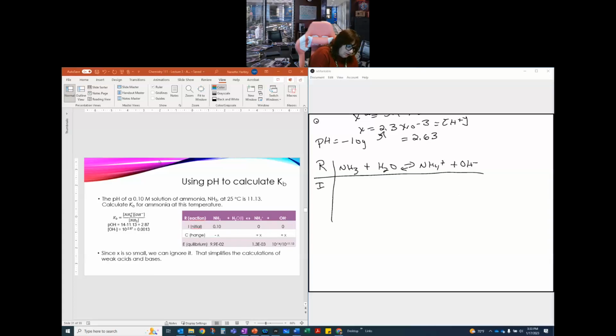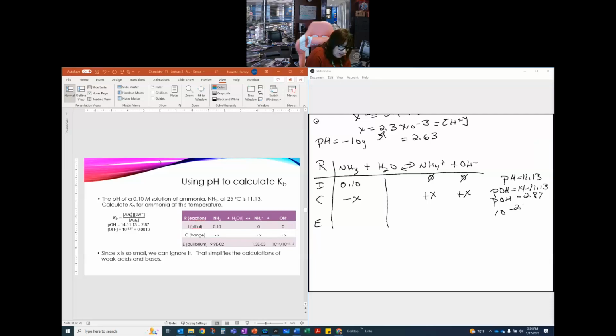My initial concentration is 0.10 here. That does not matter. That is 0, that is 0. My change is going to be a negative x there, plus x there, and a plus x there. And I know the pH equals 11.13. So if the pH is 11.13, I can calculate the pOH. That's equal to 14 minus the 11.13. And yes, there is a method to my madness. 14 minus 11.13 gives me a pOH of 2.87.